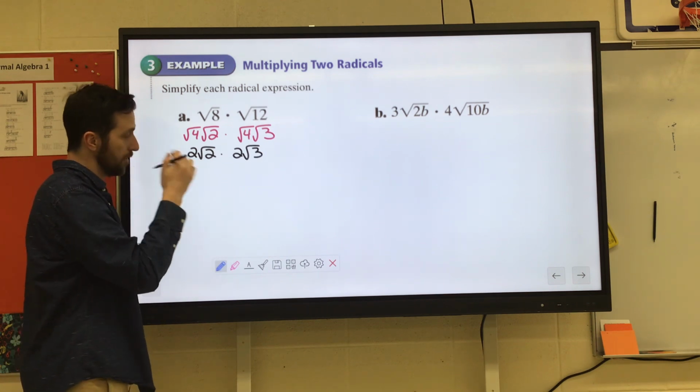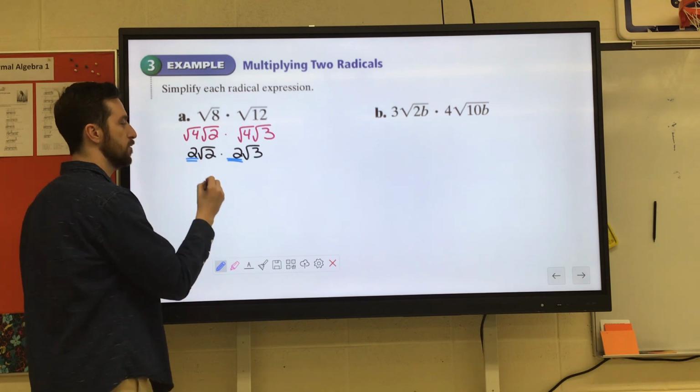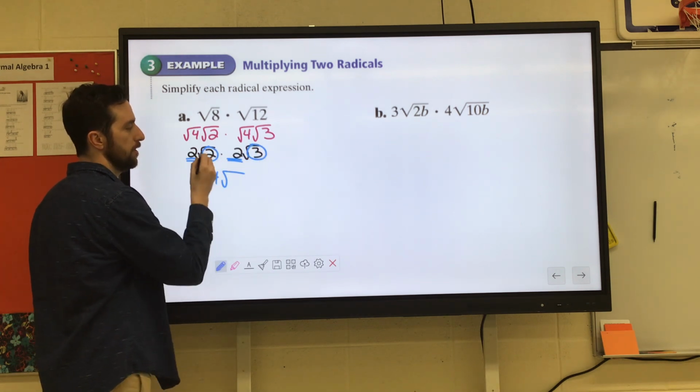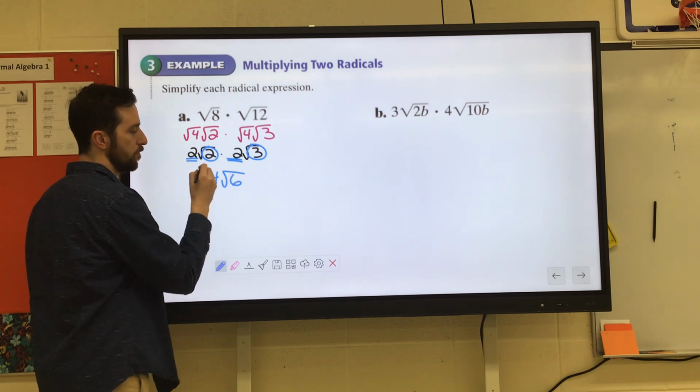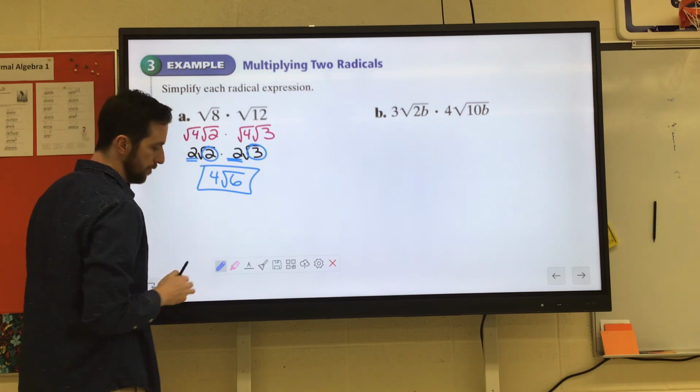Now here, I just said it earlier, you can multiply the numbers outside with the other numbers outside. 2 times 2 is 4. You can multiply the numbers inside with other numbers inside. 2 times 3 is 6. 4 root 6. There are no more perfect squares in 6, so you would be done.